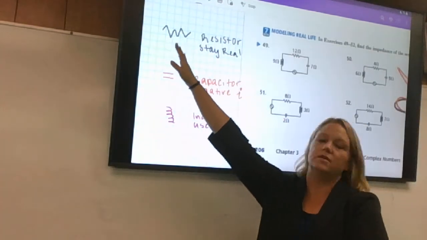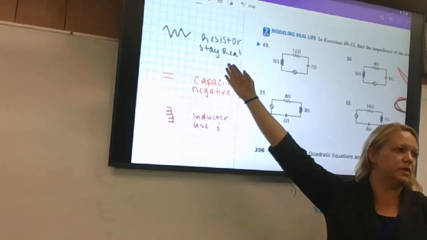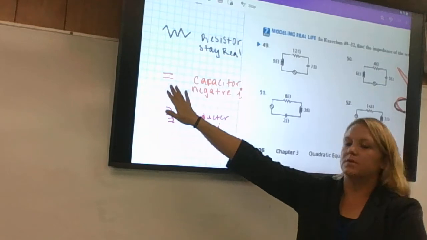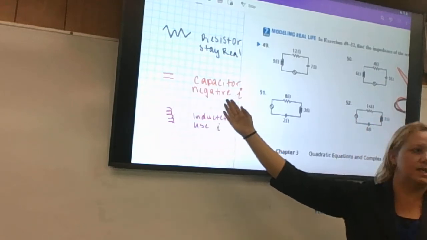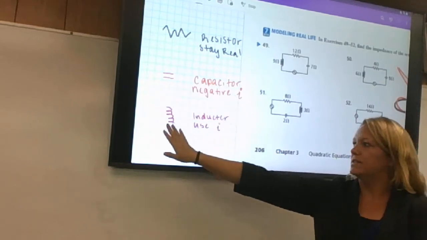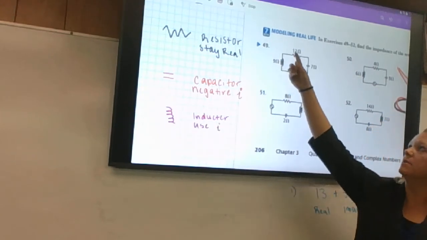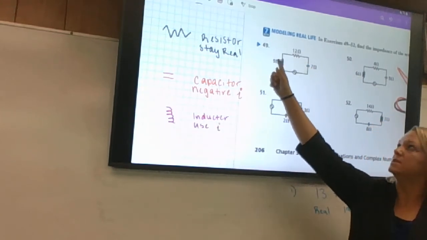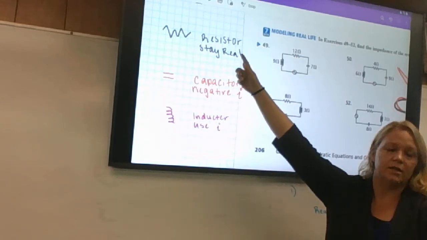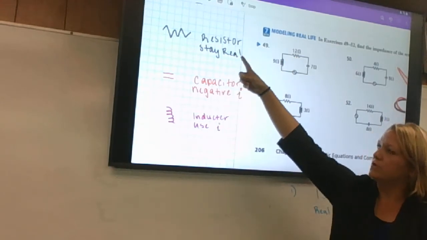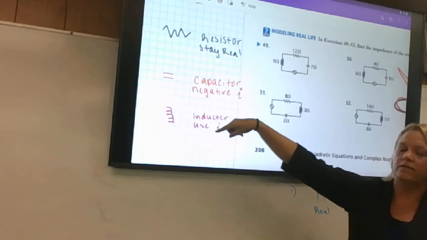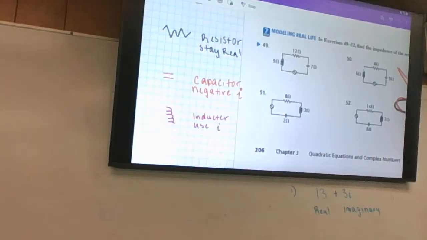This symbol is the resistor, the number stays real. This symbol is the capacitor, the number is a negative i. This symbol is the inductor, you're just supposed to use i with the number. So I'm talking about the number in the frame. So you match the symbols to the vocabulary and you figure out, well, should the number stay real? Should it go negative i or should it be i? Find a total.